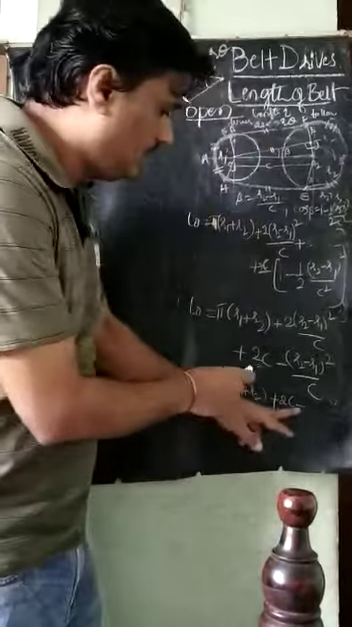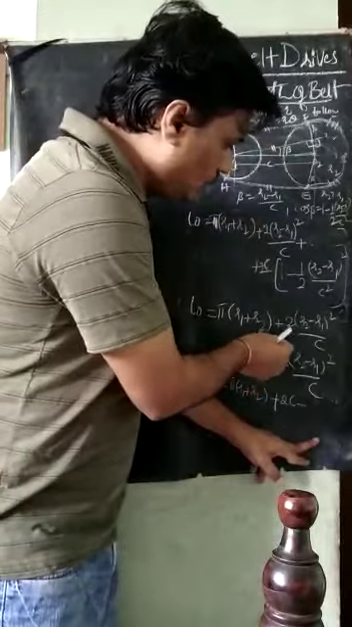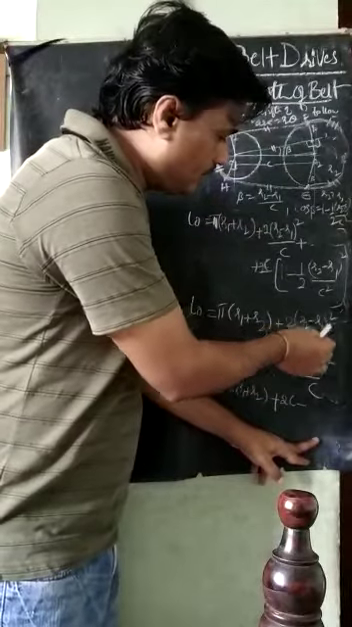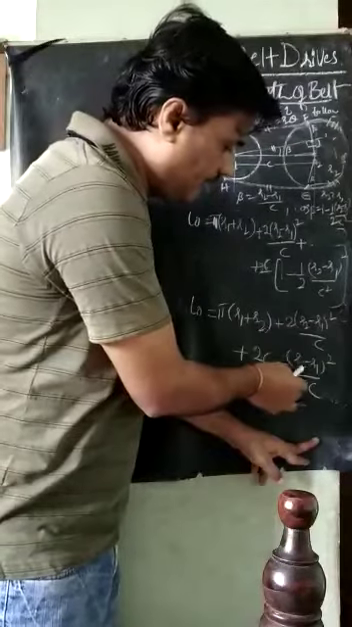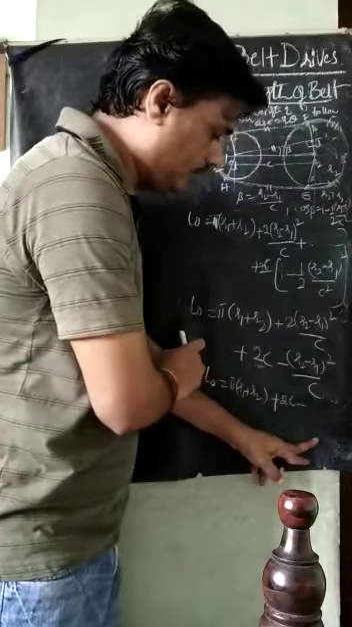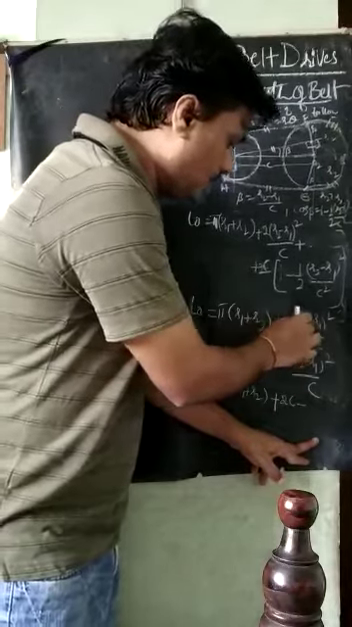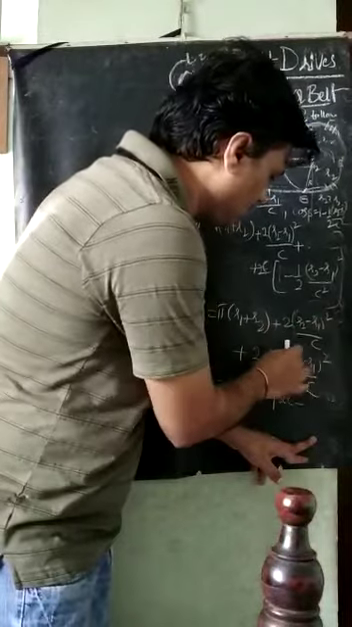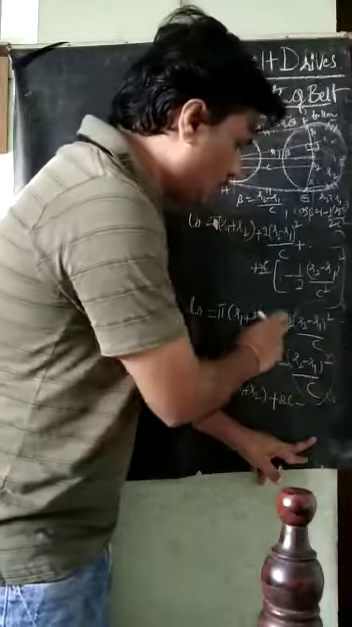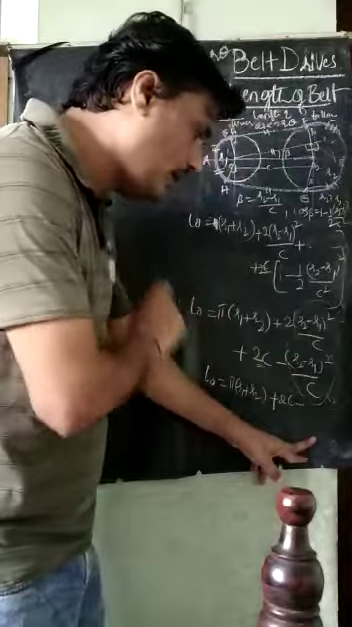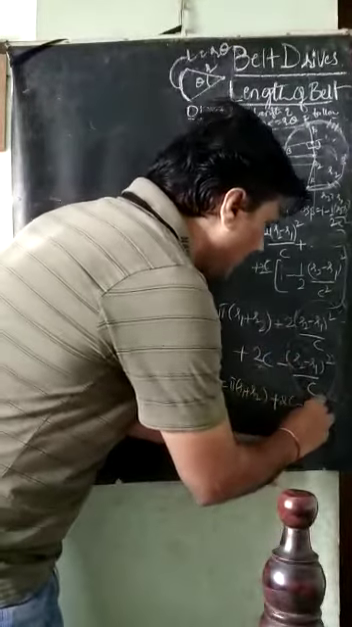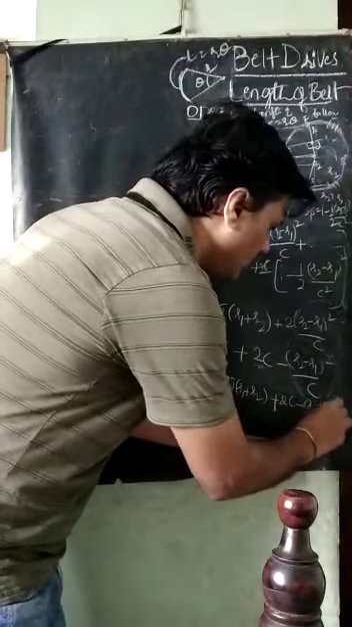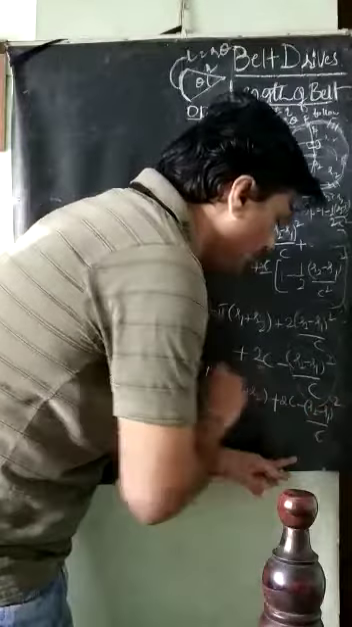So what is this one now? See here, 2 times (R2 minus R1) square by c, it is 1 time of (R2 minus R1) square divided by c. 2 times of this term and 1 time of this one, 2 minus 1, it will become 1. So therefore it is (R2 minus R1) whole square divided by c.